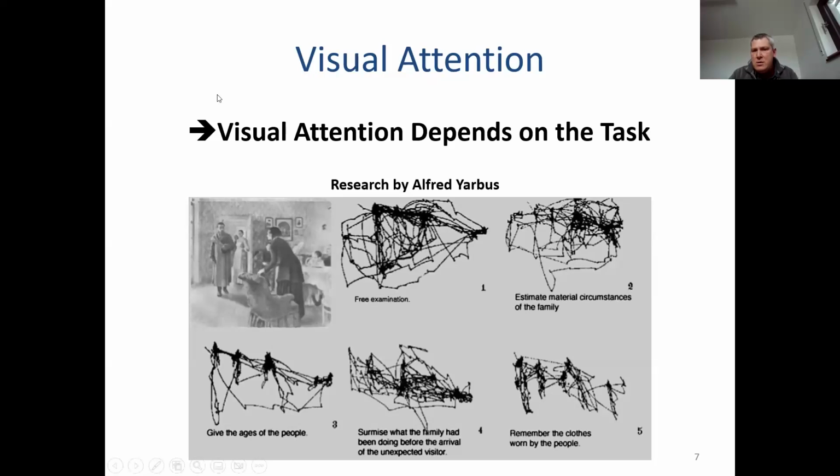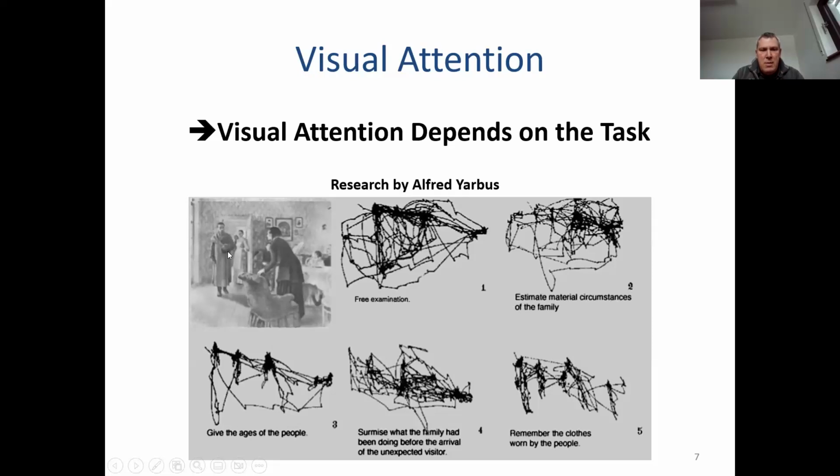We pay visual attention all the time in our lives. And the problem here, or the good thing, is that visual attention depends on the task. So it depends on what you are planning to do next, so to say. And this has already been researched by a Russian researcher whose name is Alfred Yarbus. You can see this figure that I brought in this talk.